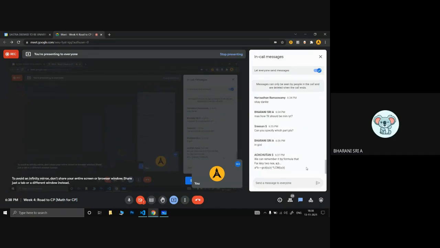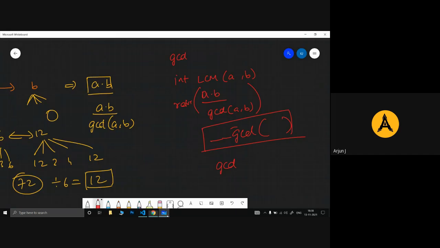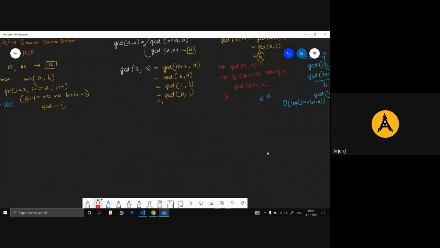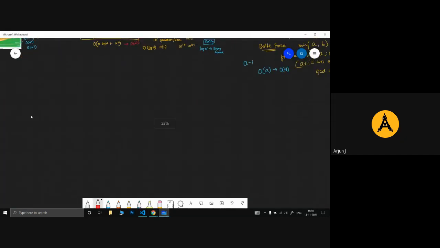Clear. Yeah, okay. I think we can move to the next concept, which is going to be a very interesting one. Okay, it is over here. The next concept we are going to see is the prime sieve.